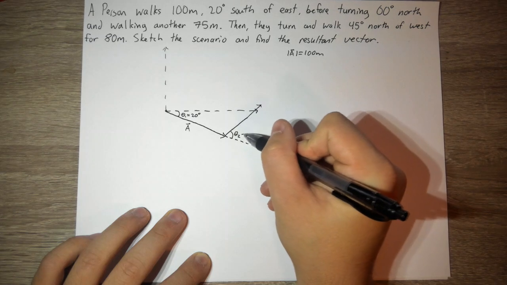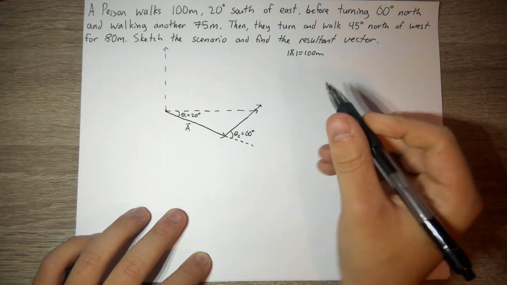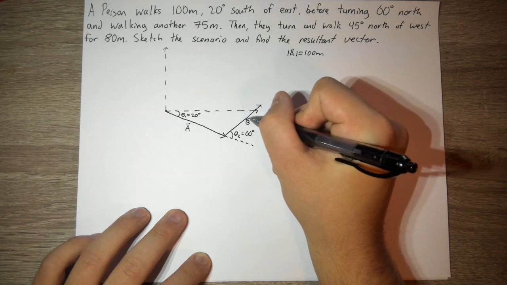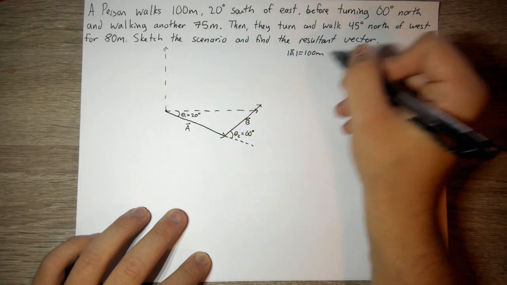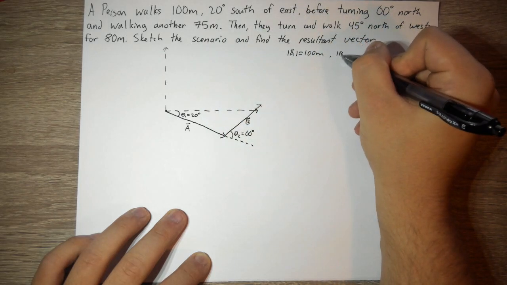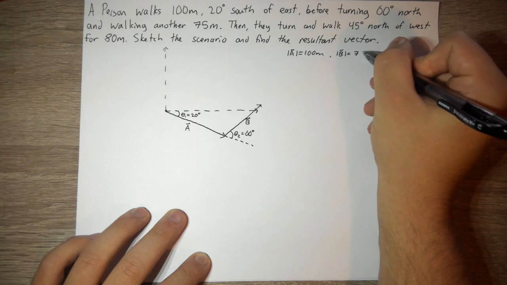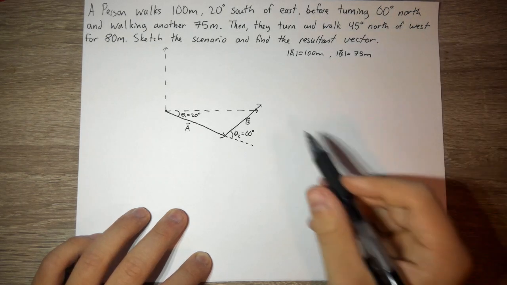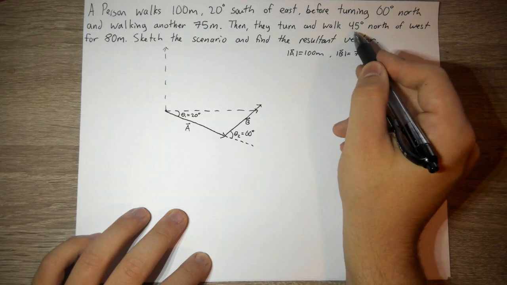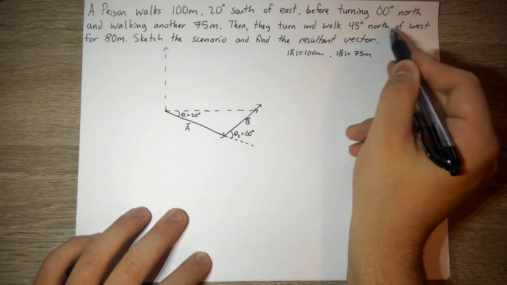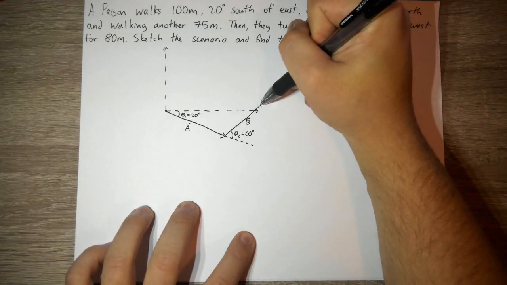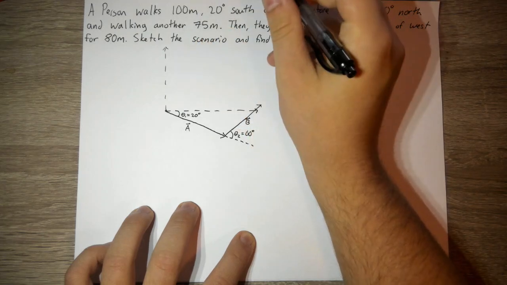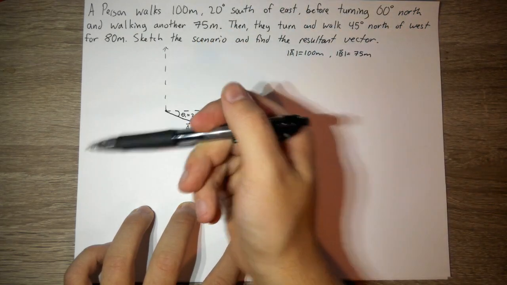So theta 2, we'll say 60 degrees. And we call this B. And B is, they walk for 75 meters. So we'll say our magnitude of B is 75 meters. Then finally, they turn and walk 45 degrees north of west. So 45 degrees north and then west.